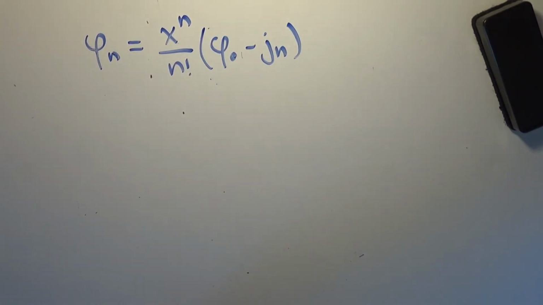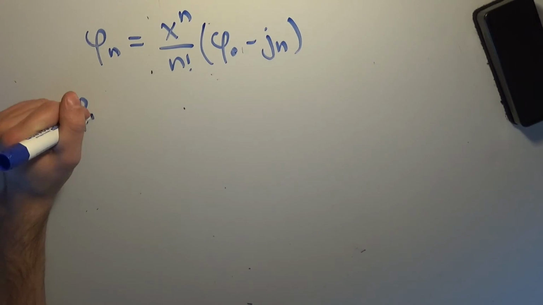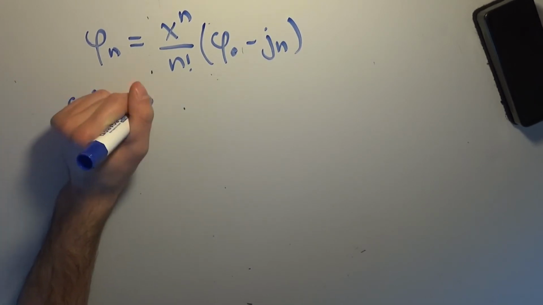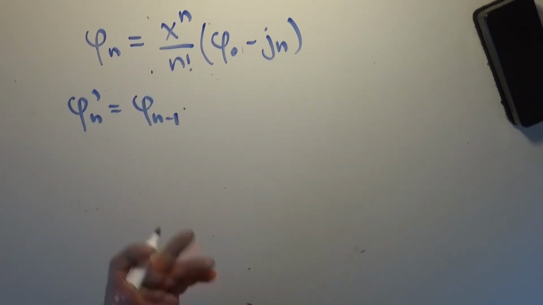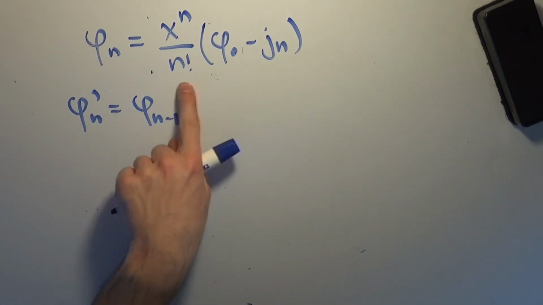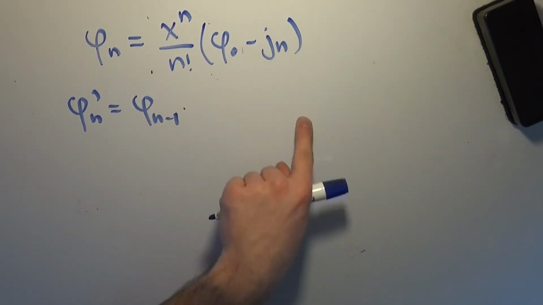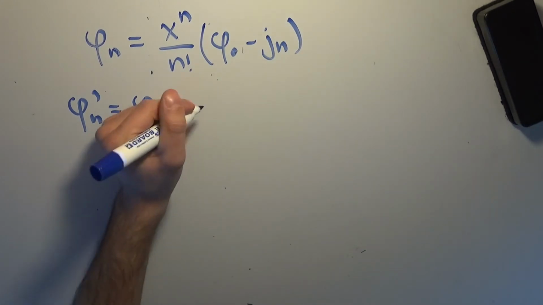But we also know that the derivative of phi n is phi n minus 1, right? That's part of the definition of what this thing is. Which means if I take the derivative of this expression here, I can relate it to phi sub n minus 1. So let's take the derivative.